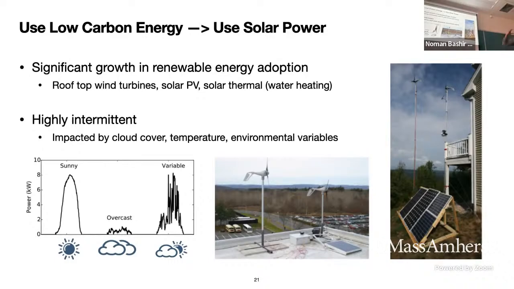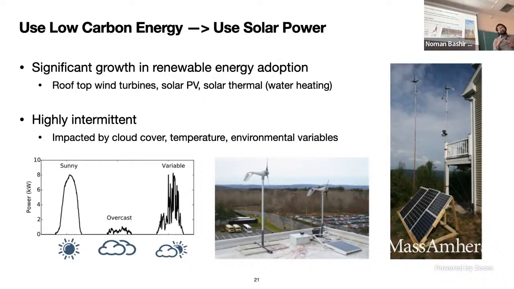So one thing is that there has been a lot of significant growth in renewable energy production. There have been even smaller rooftop wind turbines, solar PV, solar thermal for water heating. But the problem with them is they are highly intermittent. Their output can change very quickly because they are impacted by environmental variables such as clouds, temperature, and maybe dust and things like that.